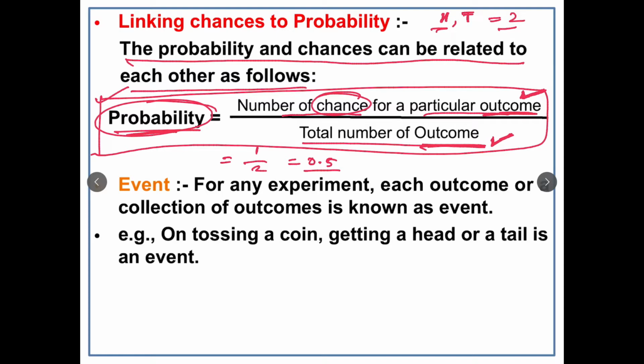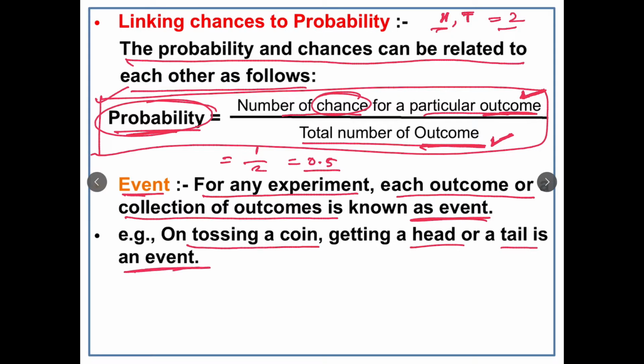Okay, next we have event. For any experiment, each outcome or collection of outcomes is known as an event. When we perform an experiment, the collection of all the outcomes is called its event. Like on tossing a coin, getting a head or a tail is an event. When one coin is tossed, getting a head or a tail, both are the events for that experiment.